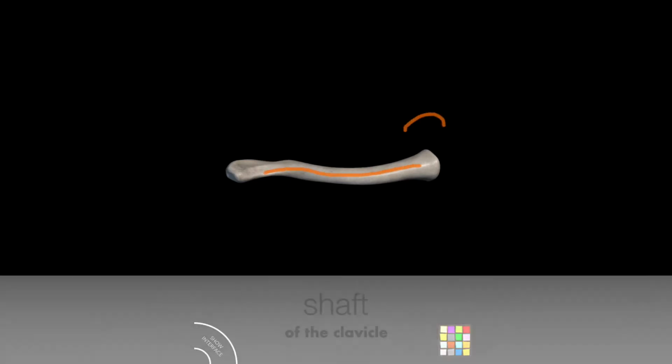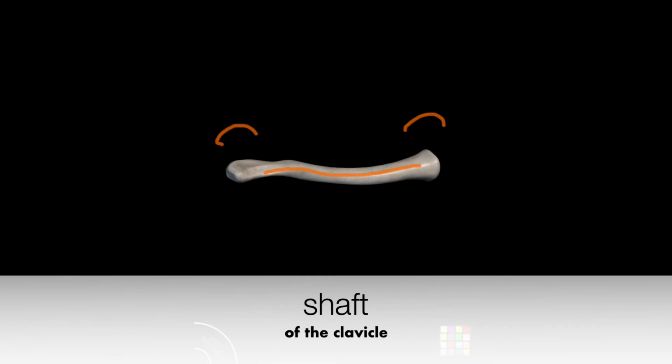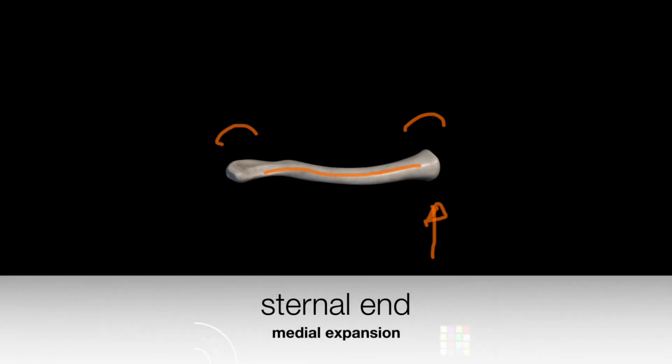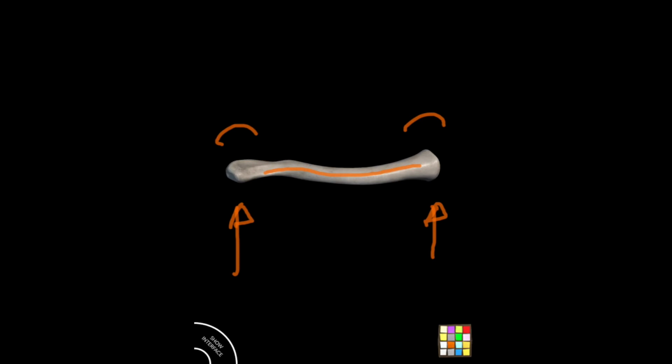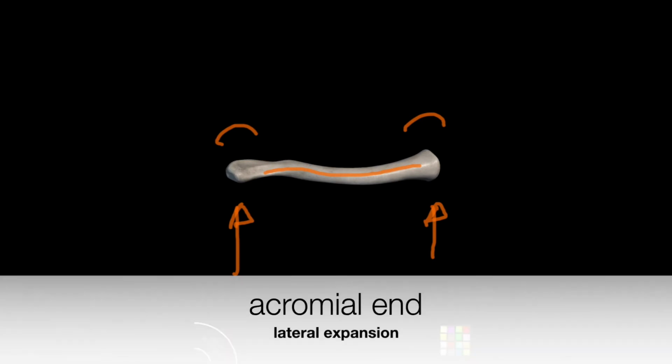The clavicle is a long bone, which means it has a long shaft and expanded portions at either end. On the medial end is the somewhat bulbous expanded portion, which is the sternal end of the clavicle, and the lateral end has a more flattened expansion, and that is the acromial end of the clavicle.